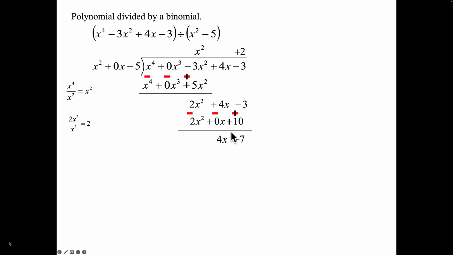So notice that the highest degree down here is x to the first, but what we're divided by was a degree of 2. So technically we now have a remainder, which is a smaller degree for this polynomial than what we divided by, and that's your goal. So my final answer is x squared plus the 2 plus 4x plus 7 over what I divided by, x squared minus 5.